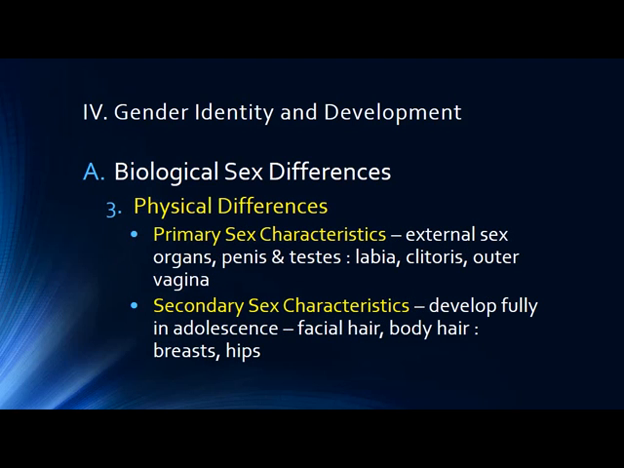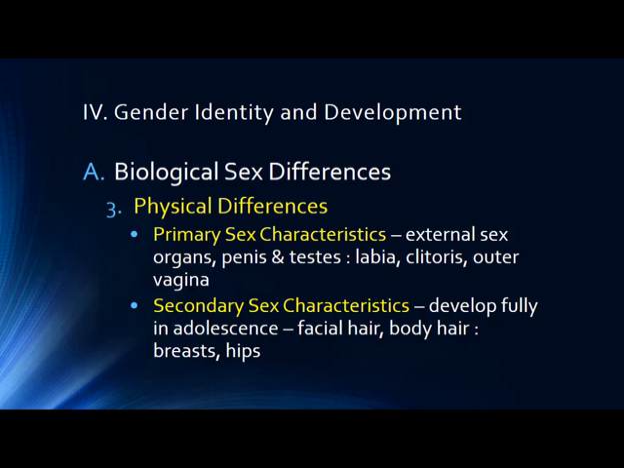The first thing I want to talk about from a physical perspective, from purely sex cases, there are, of course, primary sex characteristics that are distinct between males and females. The external sex organs, which for males, of course, are penis and testicles. For women, includes the labia, the clitoris, and the outer vagina.